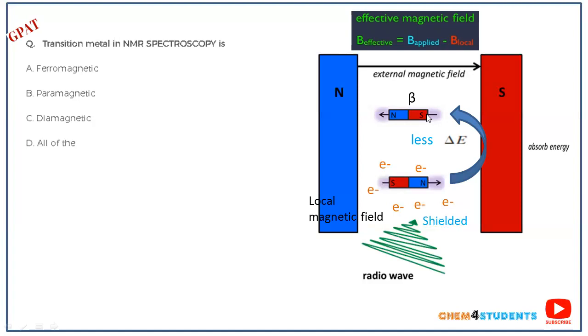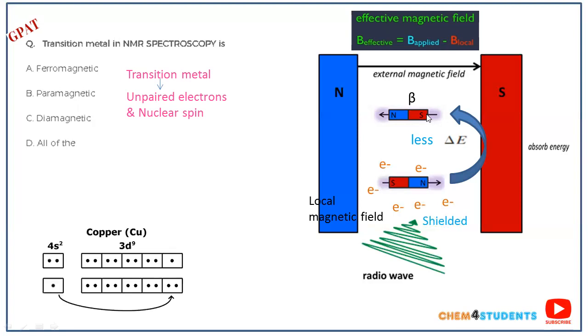Diamagnetic compounds have paired electrons in the outer orbitals, whereas in ferromagnetic and paramagnetic compounds, unpaired electrons are present in the outer orbitals. Transition metals have unpaired electrons along with nuclear spin. Let's say, for example, copper. Copper is a transition metal with the electronic configuration 4s2, 3d9.